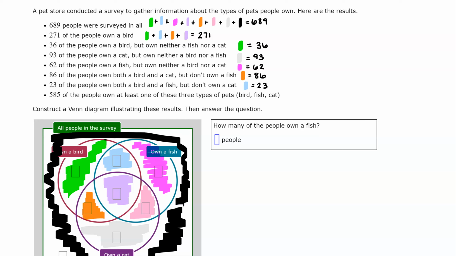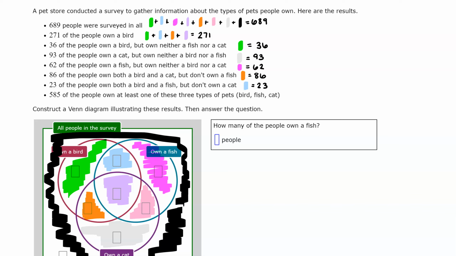And then 585 people own at least one of the 3 types of pets, at least one. So that is a lot of rooms, but we're going to do it.